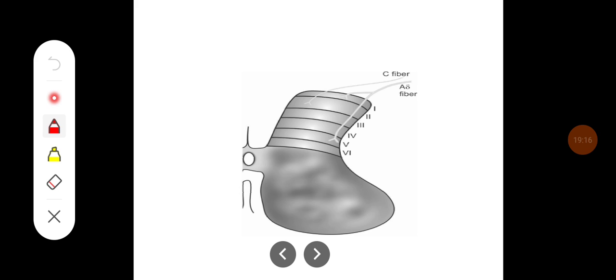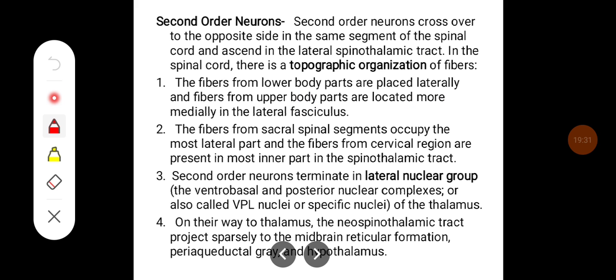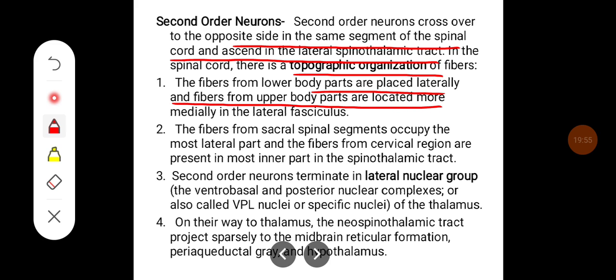This diagram shows how the C fibers and A delta fibers relay in the spinal laminae. C fibers mainly relay in lamina 2, whereas A delta fibers relay in lamina 1 and lamina 5. Second order neurons cross over to the opposite side in the same segment of the spinal cord and ascend in the lateral spinothalamic tract. In the spinal cord, there is a topographic organization of the fibers. The fibers from the lower body parts are placed laterally, and fibers from upper body parts are located more medially in the lateral fasciculus.